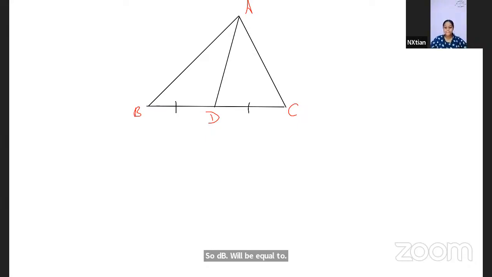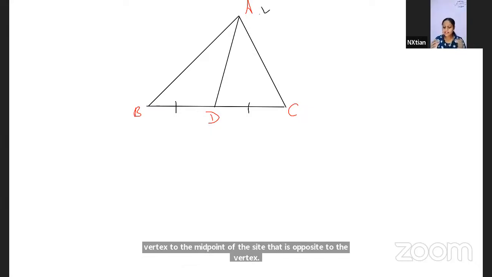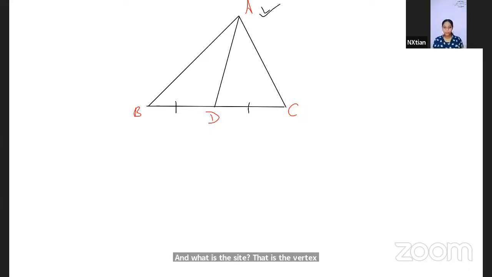Now, a median basically is a line segment that joins a vertex to the midpoint of the side that is opposite to the vertex. What vertex is used in this? A. And what is the side that is opposite to the vertex? BC. So from the point A, the median will lie on BC. It will start from A and go to the side right opposite to the vertex, and that side it will divide in two parts.